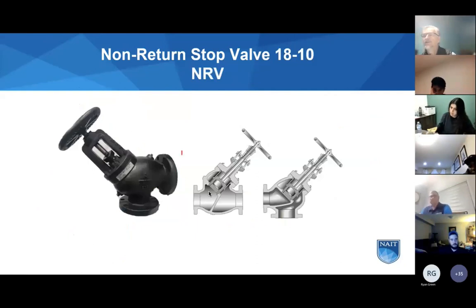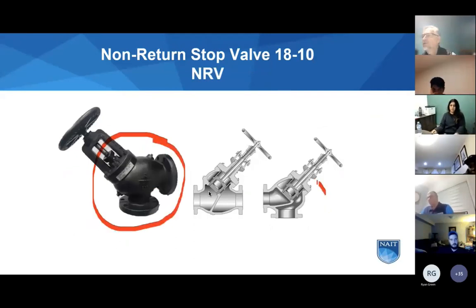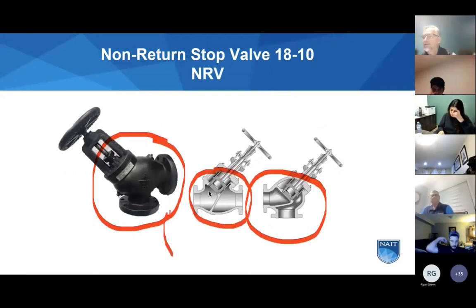So there's some variations on it. They can be this kind, sitting right on top of the boiler, or this kind in the piping. Angle type piping comes out of the boiler.